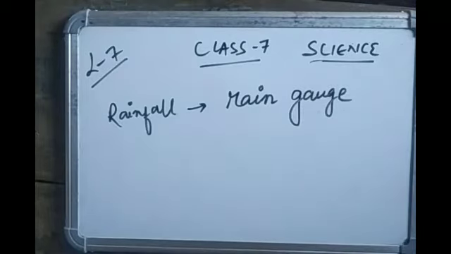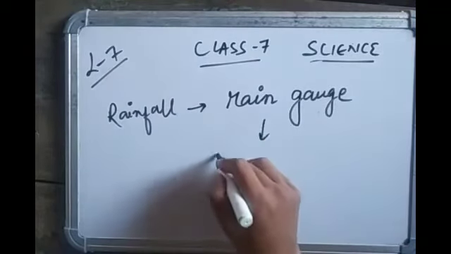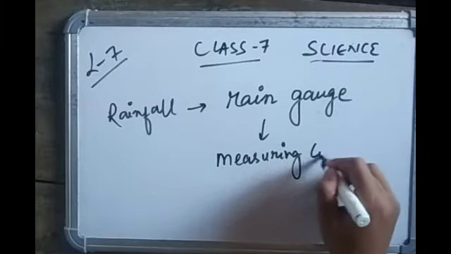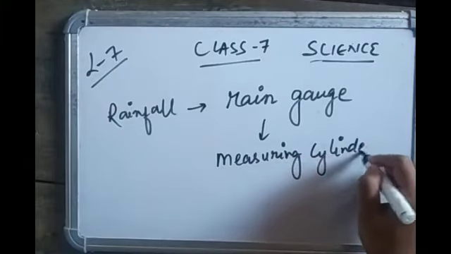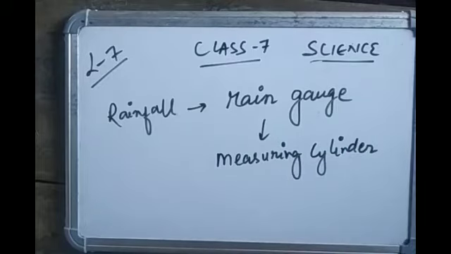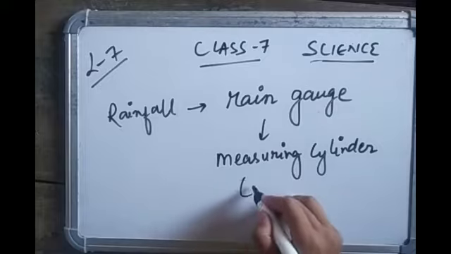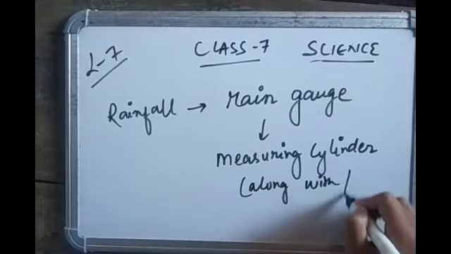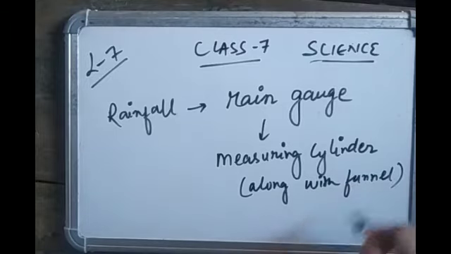It is basically a measuring cylinder, marked, with a funnel on the top to collect rainwater. Along with the funnel on the top to collect rainwater, the rainfall is measured.